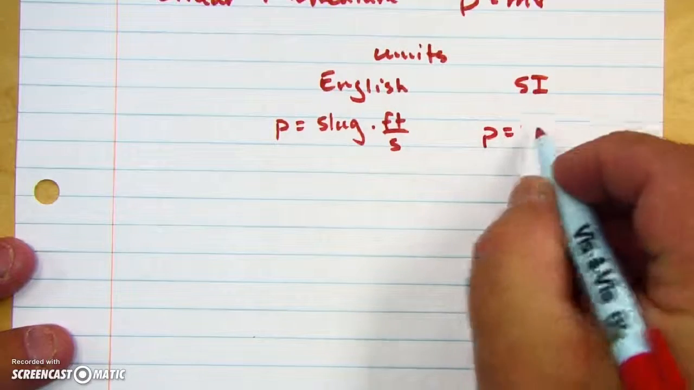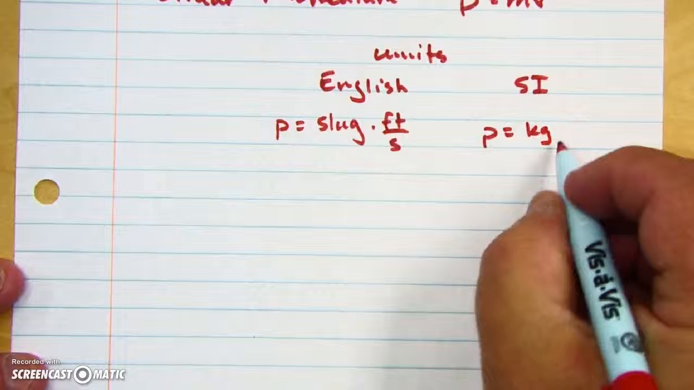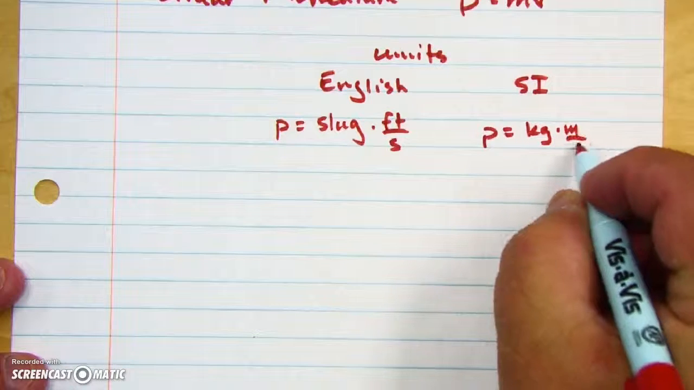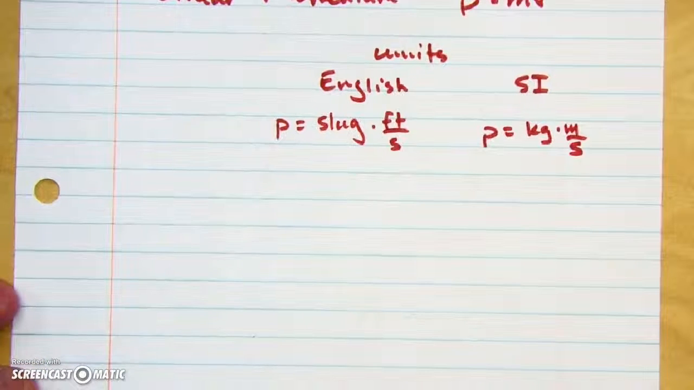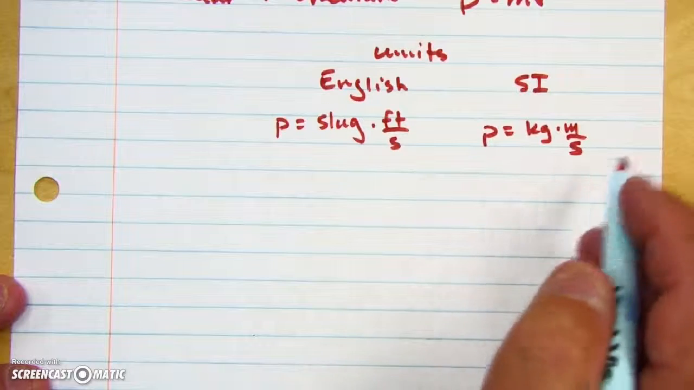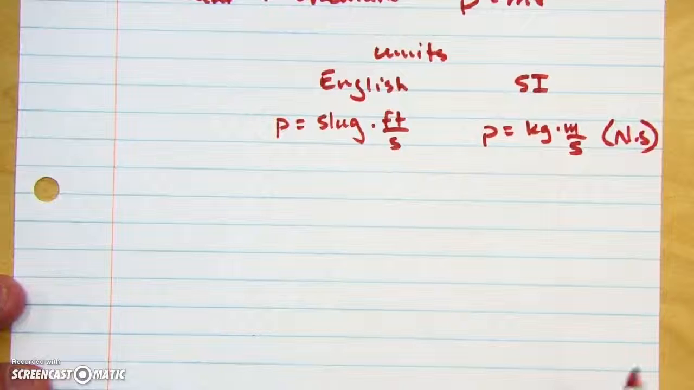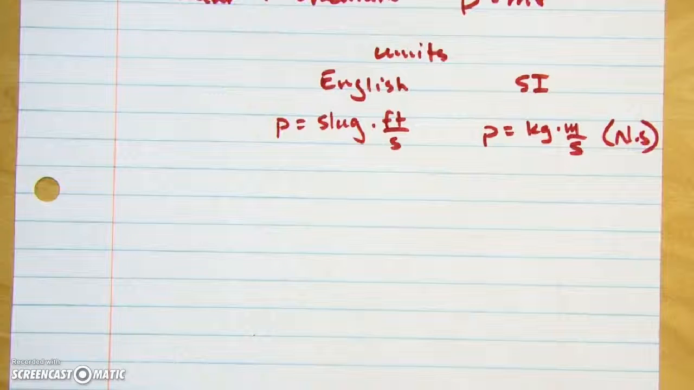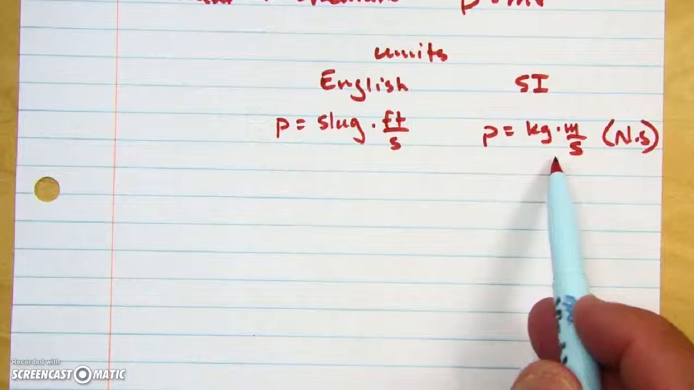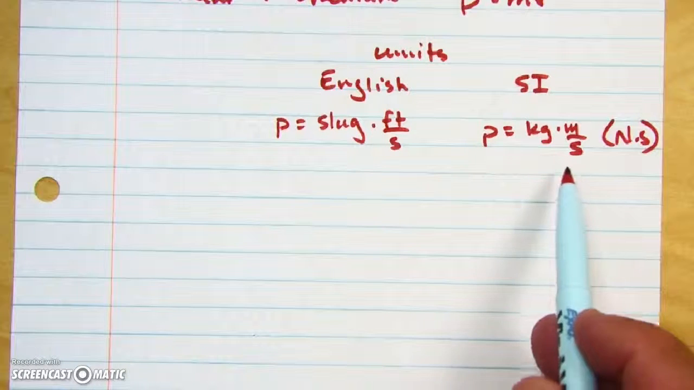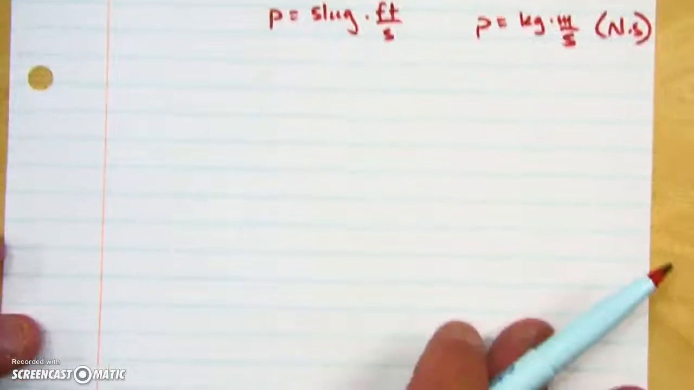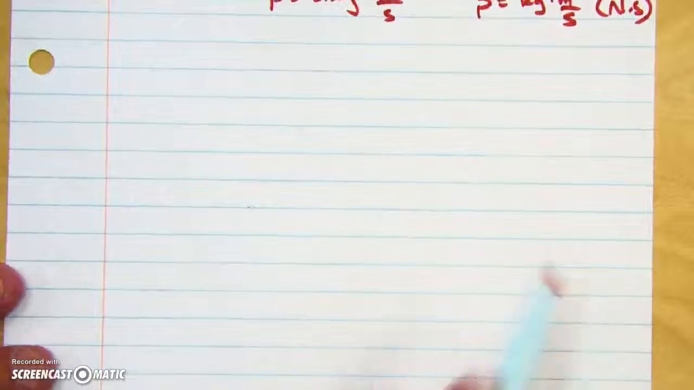p is equal to m times v. Mass is going to be in kilograms. Velocity is in meters per second. So it's kilogram meters per second. There's no shortcut in that. Now that is equal to a Newton times a second, because a Newton is a kilogram times meters divided by seconds squared. So if you multiply by seconds, one of your seconds cancels out and you have the same unit. So that's linear momentum.